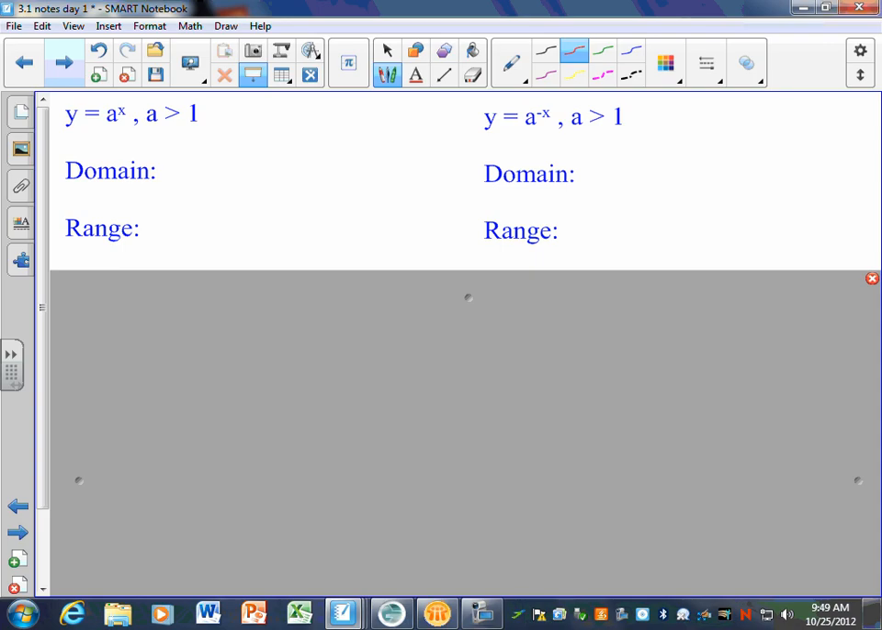Look back at those graphs you just made and tell me what the domain of all of those graphs are. It's the same for all 3 of them. What are the x values you're allowed to plug in there?